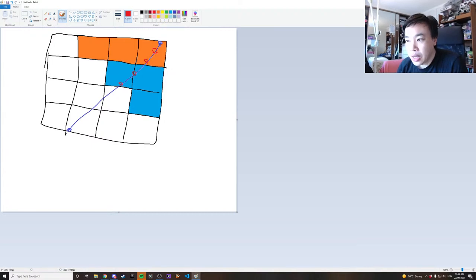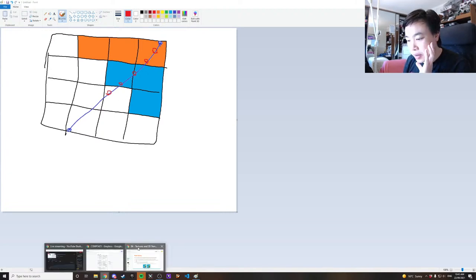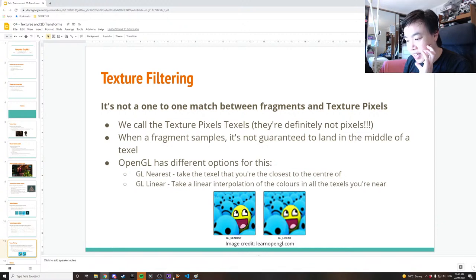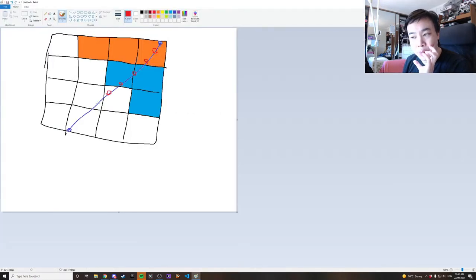So if I am sampling with nearest, it's going to say this fragment is orange, this fragment is orange, this fragment is blue, this fragment is blue, and let's just do another one down here. And this fragment is white. That's fine. We're just going to take an exact sampling of the colors. But if we do that, we're probably going to end up with jagginess here, where the idea of this line being diagonal does not carry through very well.